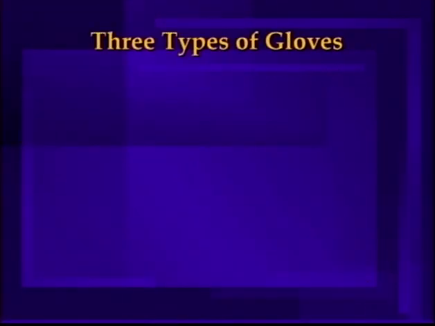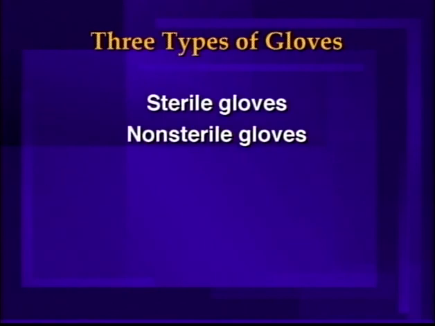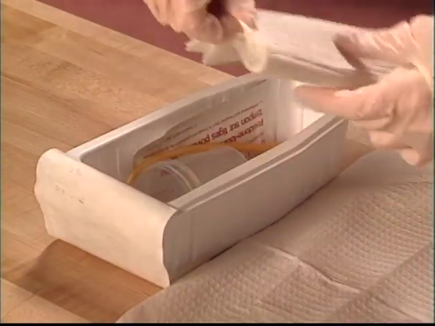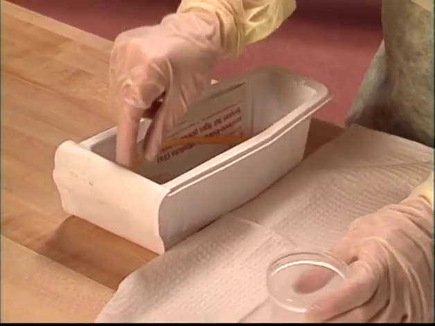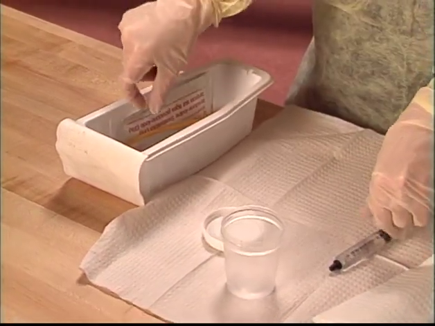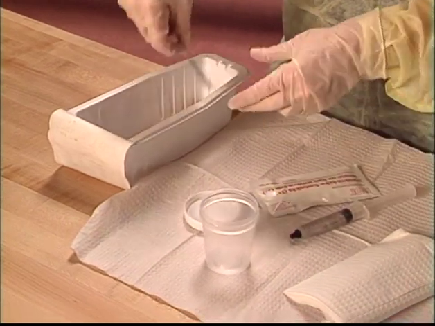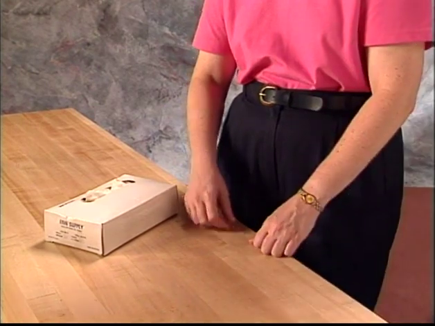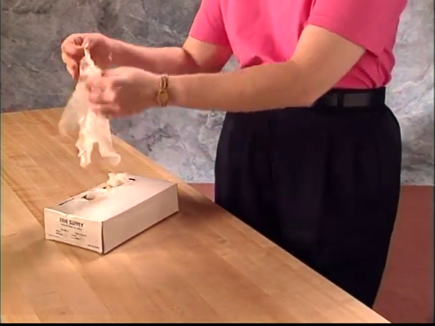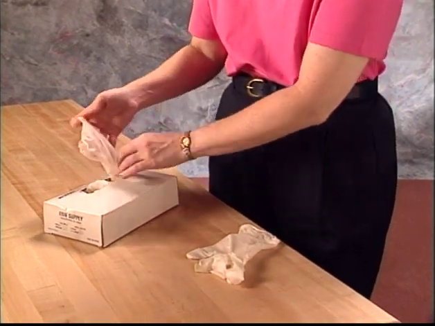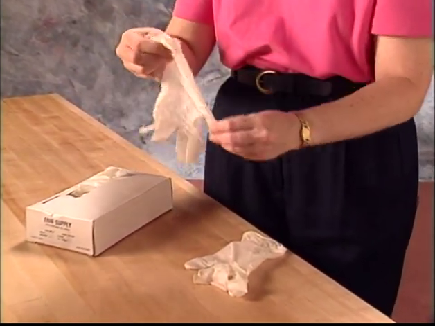There are 3 types of gloves to choose from, depending on your assignment: sterile gloves, non-sterile gloves, and utility gloves. Wear sterile gloves when working within a sterile field, performing procedures that require sterile supplies, such as catheterization or certain types of wound care. We'll show you how to put on sterile gloves a little bit later in this program. Wear non-sterile gloves for any clinical procedure which could expose you to blood or other body fluids, for example during venipuncture, oral hygiene, or perineal care.